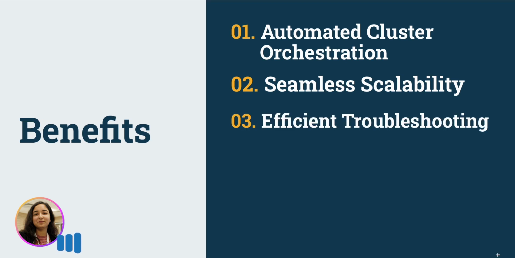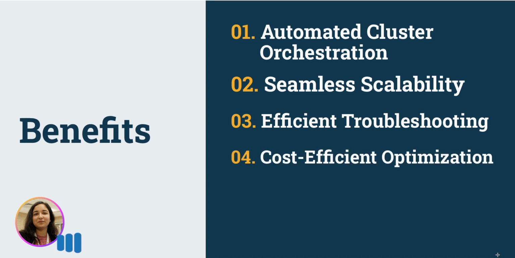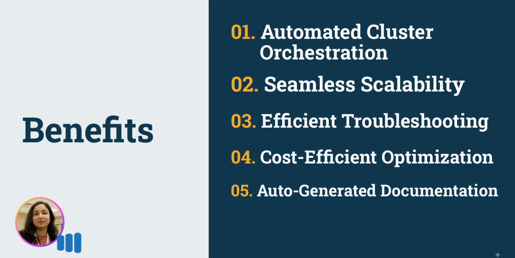Next is seamless scalability. Describing scaling requirements, K8sGPT crafts Kubernetes scaling manifests for dynamic resource allocation. Efficient troubleshooting: utilizing K8sGPT for rapid issue diagnosis, as it interprets logs and metrics, offering troubleshooting guidance. Next is cost efficient optimization. K8sGPT analyzes resource utilization, recommending cost effective adjustments without compromising performance. Next is auto generated documentation. Automate cluster documentation creation with K8sGPT, producing markdown files and enhancing knowledge sharing. 24/7 availability: K8sGPT provides uninterrupted support, eliminating the need for human intervention during off-peak hours.